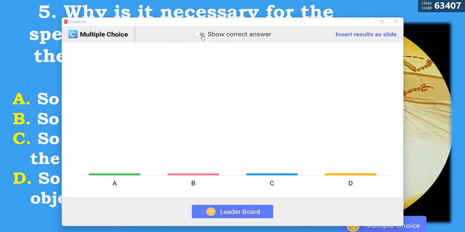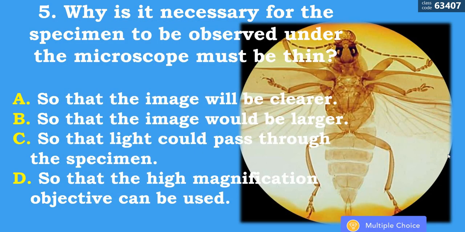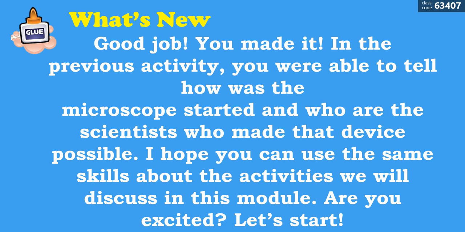Okay, let's show the correct answer. The correct answer is letter C, so that light could pass through the specimen. Okay, so we're through with that. What's new? Good job, you made it. In the previous activity, you were able to tell how the microscope started and who the scientists were who made the device possible. I hope you can use the same skills in the activities we will discuss in this module. Are you excited? Let's start.